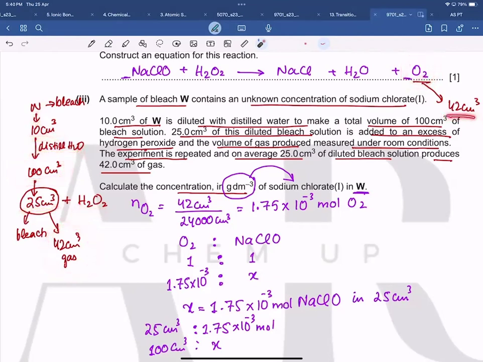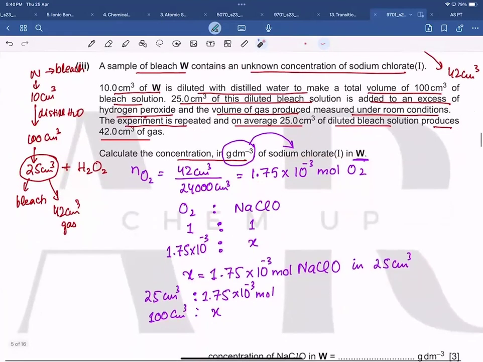Okay, now if we know the volume of the gas, then we can easily convert the volume of a gas into the moles, right? It's in cm³. That's why we divided it by 24,000 cm³. So we got the moles. Now, from the equation, we took the mole ratio. It is 1:1. So it means the moles that are formed of oxygen, the same moles are for NaClO in its 25 cm³, because 25 cm³ is reacted with H2O2. Is this clear? Yes. Okay. Banin, did you understand? Omar, clear?